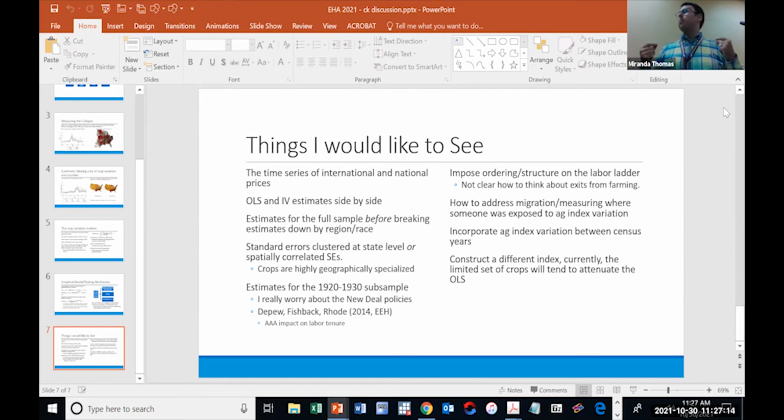Some other things that come up: I'm always really worried once we start talking about agriculture and the 1930s. There's a lot of policy specifically being developed to deal with the fact that the farm sector is in the tank. Briggs, Depew, Rhode, and Fishback have some nice papers looking at how the AAA grants affect movement on the labor ladder and push black farmers off, because the owner operators are taking the most marginal land out of production. So something that's really easy is cut off the data at 1930 and don't deal with it.